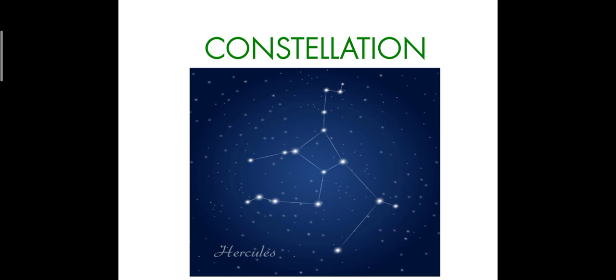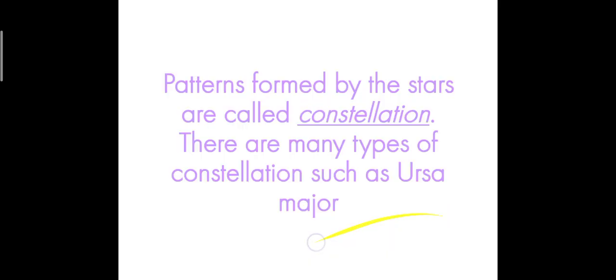Next, children, let's see what is constellation. Children, when you gaze at the night sky, sometimes you can see these stars form some patterns, some shapes. One star gets attached to the other, it gets linked to the other, and they together make a shape. So, patterns formed by the stars are called constellations.